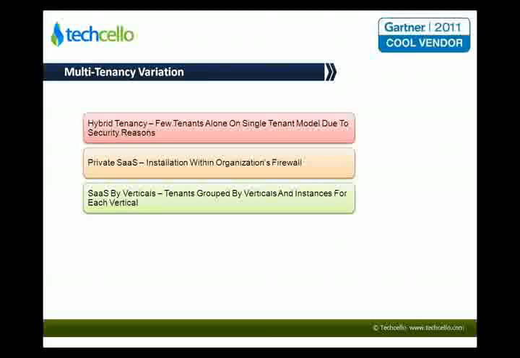SaaS by verticals, this is again very common, wherein say you are supporting three or four market segments. It is possible that you cater one segment's tenants into one instance and the other segment's tenants into the other instance. So say retail customers, you put in one instance, and other customers you put in another instance, and so on. So this is again one consideration that you can have. So these are different kinds of basic architectural decisions that you will have to take before you proceed further with any development in a SaaS product.